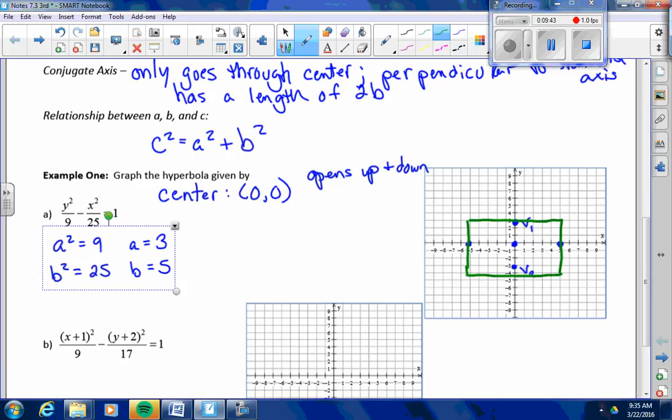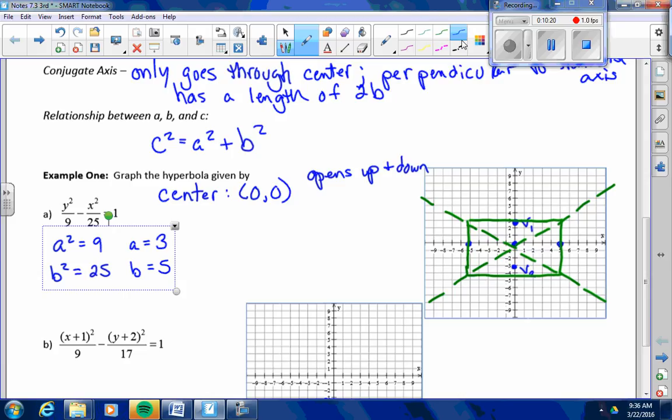And then with the box, we draw in the diagonals of the box. And with the diagonals, let's draw those all the way through the box, continuing on, and draw them as dashed lines. Okay, so there's one. And there's the other. The hyperbola always has two diagonal asymptote lines.